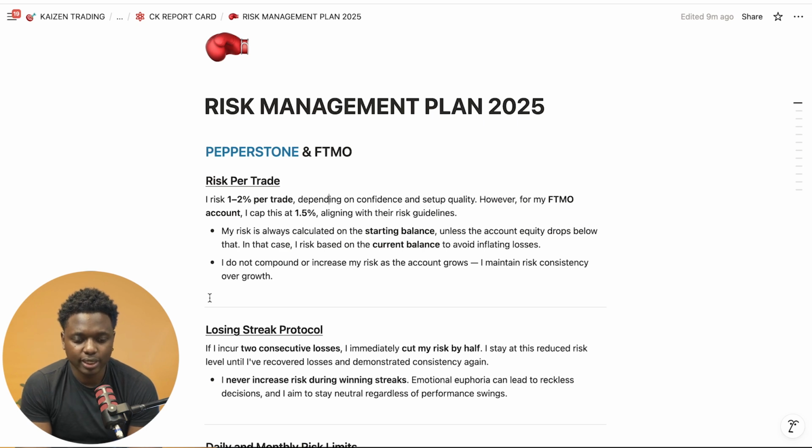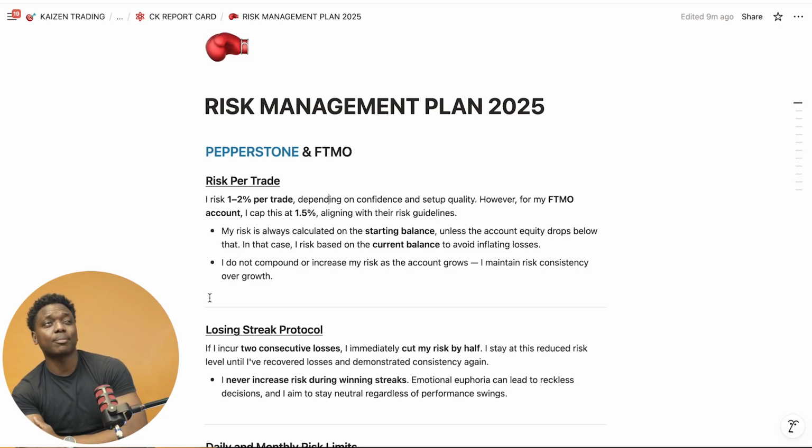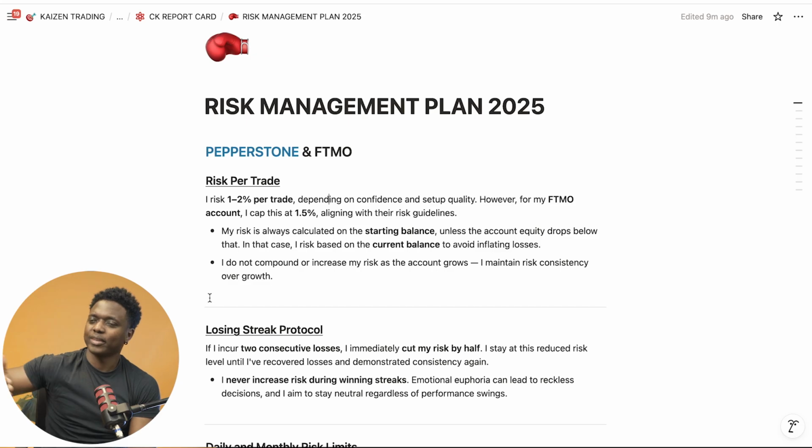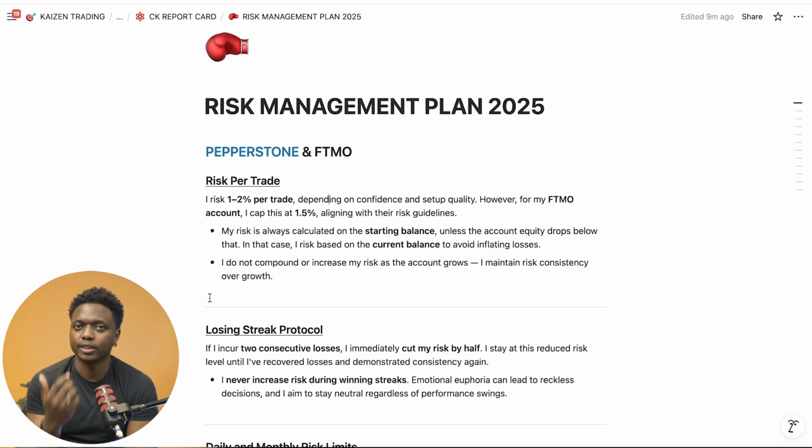Losing streak protocol. Now, traders, let's be honest with one another. We all have losing streaks. We all get losing streaks here or there. I'm sure most of you have gotten 5 losing trades in a row. I think the most I've gotten, there was a time I had a crazy losing streak, about 7, 8 losses back to back. Now, if you're risking 1%, that means if you lose 8 trades in a row, you're going to be down about 8%. If you're risking 2%, you're going to be down 16%.